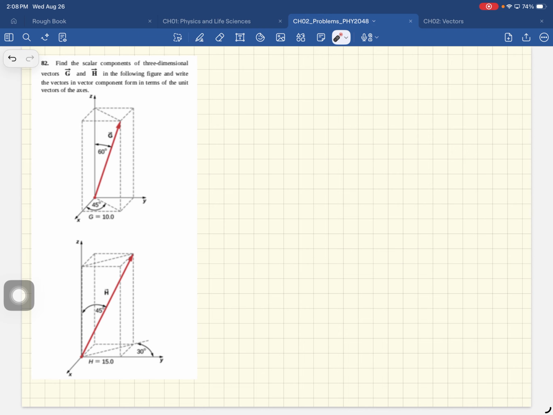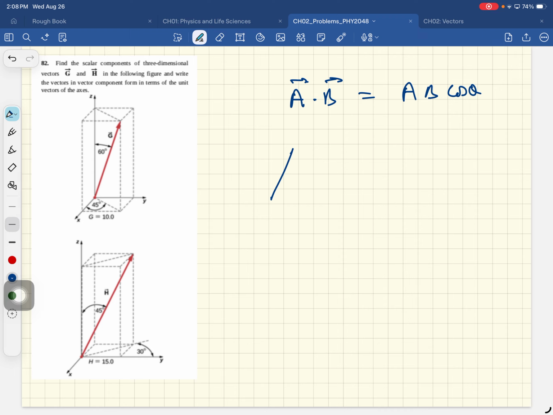So they want you to find the scalar components of the three-dimensional vectors. They've given us these numbers, and I'll do just one, and they want us to find gx I plus gy j plus gz k. They've given us these numbers, and they want us to find these three numbers. Well, gy is given, but those are the numbers we want to find. That's the problem. You guys understand?